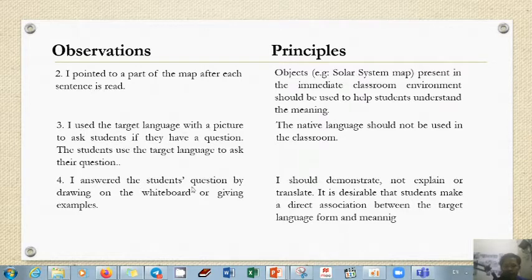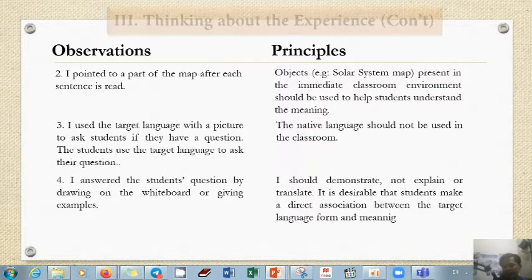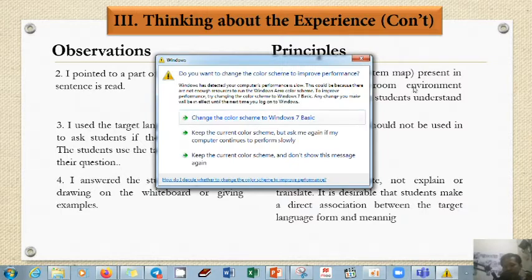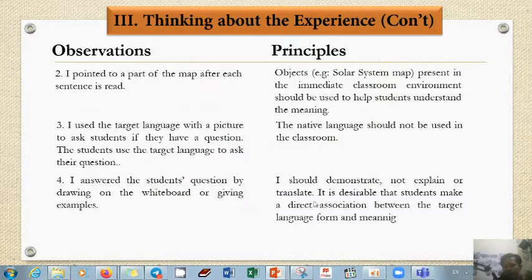And number four, I answer the student question by drawing on the whiteboard or giving explanation. For example, a student asked me at the moment about Earth's ring, so I draw Earth's ring and explain. So I should use demonstration, not explain or translate. We try to draw, we try to speak. And it is described that the student make a direct association between the target language and the meaning.